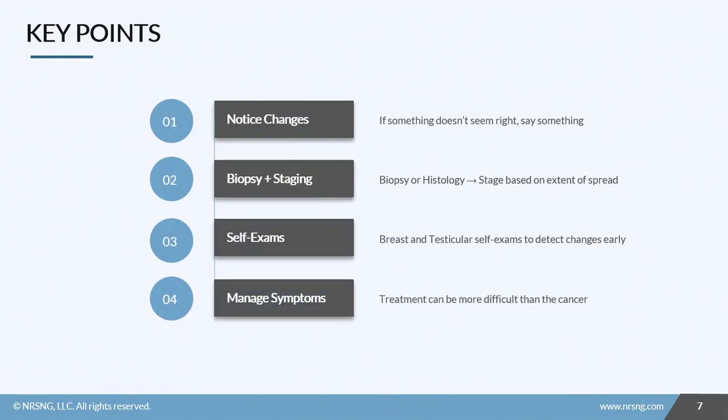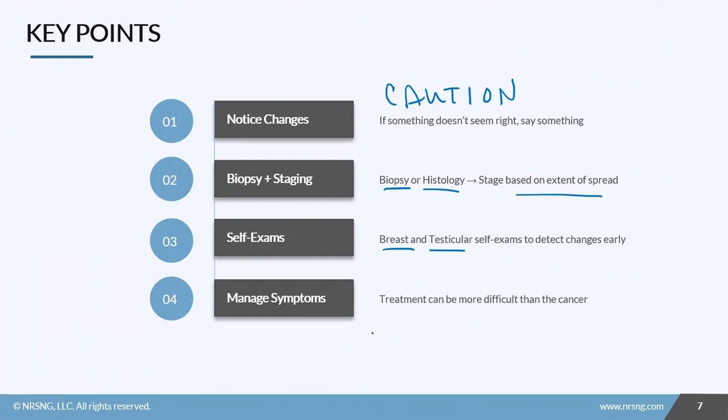So just to recap some of these important points, we use the mnemonic CAUTION to remember the warning signs of cancer. Encourage patients, if something doesn't seem right, to say something to their provider. Now, we're going to use a biopsy or a histologic scan under a microscope to officially diagnose cancer, and then we'll stage them based on the extent of their spread or metastasis. We want to encourage patients to get regular pap smears or prostate exams and to do monthly breast or testicular self-exams so that these common cancers can be detected early.